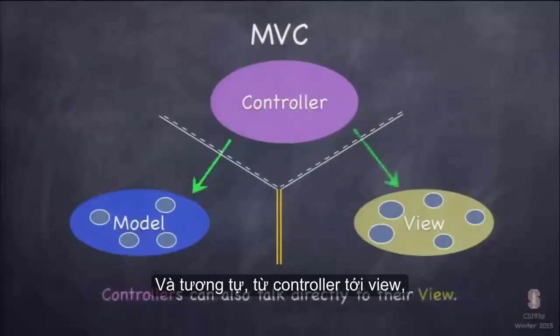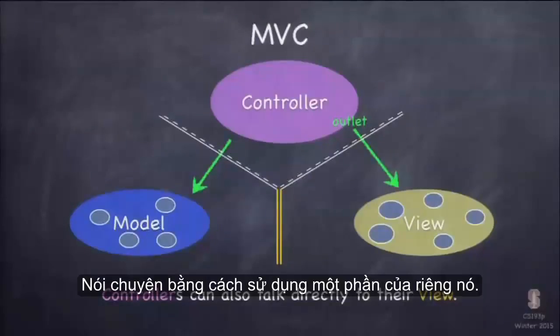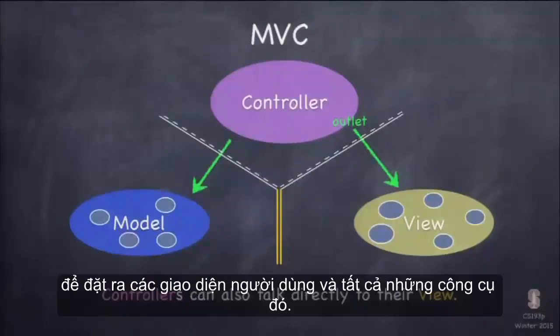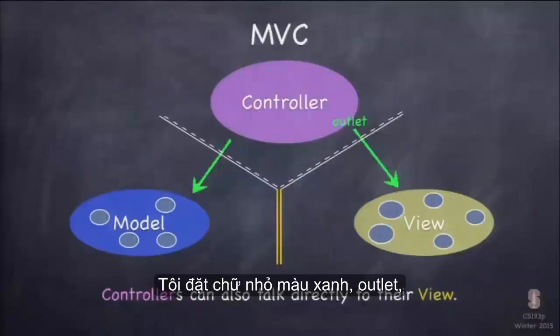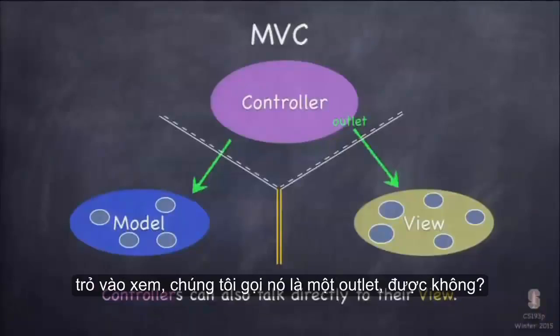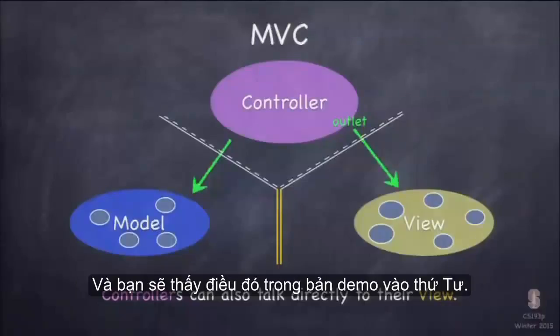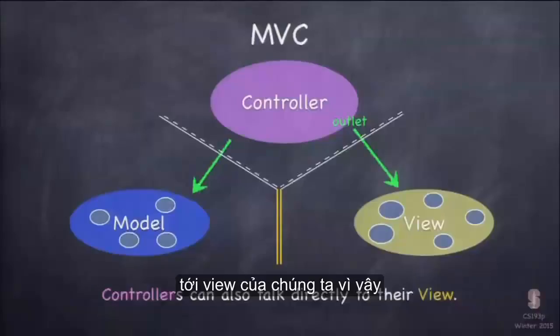And similarly, from the controller to the view is also unlimited communication, because the controller is responsible for using its own minions. The view is the controller's minions to lay out the user interface and all that stuff. So the controller can do anything it wants. I've put that little green word outlet up there because when we have a property of a controller that points into the view, we call it an outlet. And you're going to see that in the demo on Wednesday. I'm going to say, oh, let's create an outlet from our controller to our view so our controller can talk to its view.